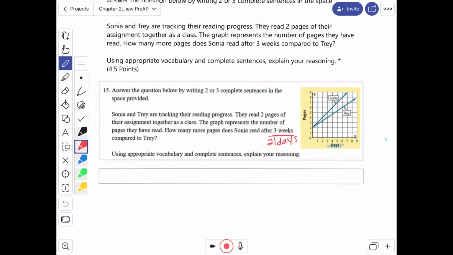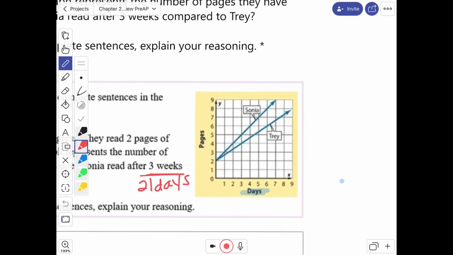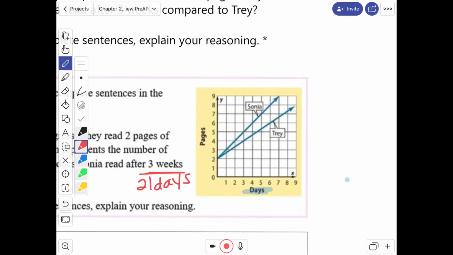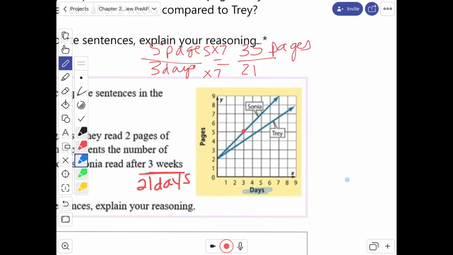So first I might figure out Sonia's, and I'm just going to look on the graph for a place where it crosses evenly so I can find her rate. And I see right about here is a good place. So in 3 days, she reads 5 pages. So in 21 days, that would be times 7. She's going to read 35 pages.